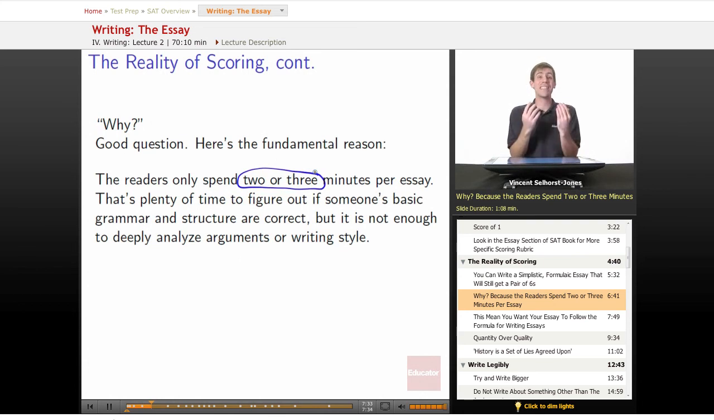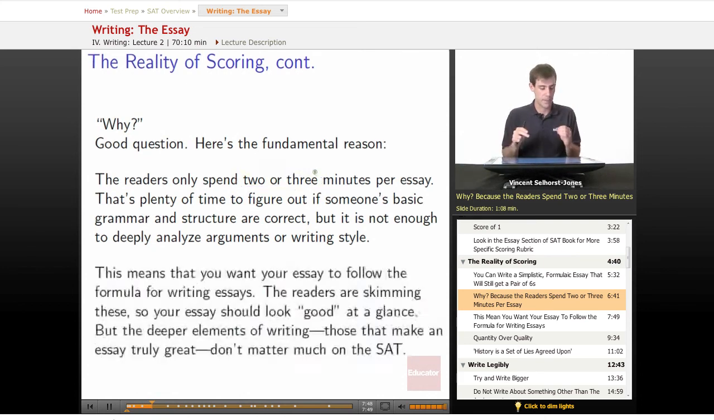You can be a fantastic writer and still not get that greatest score because you didn't follow the formula they're expecting. And they expect this formula because they have to grade very, very quickly. And also you have to write very, very quickly. So it's about writing something formulaic on the essay. You want to follow the writing formula that you've been taught in middle school.